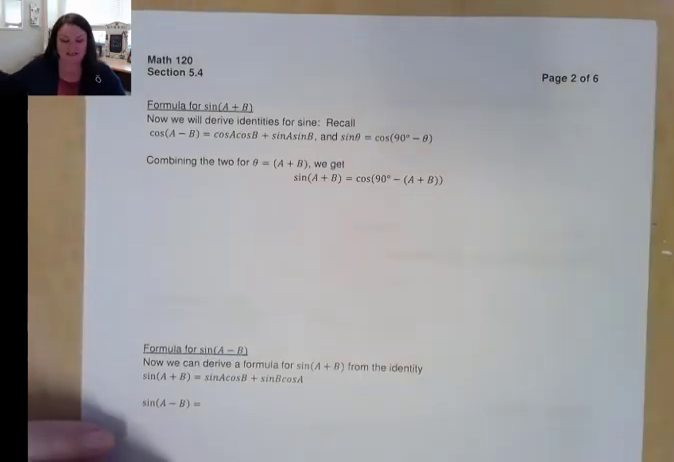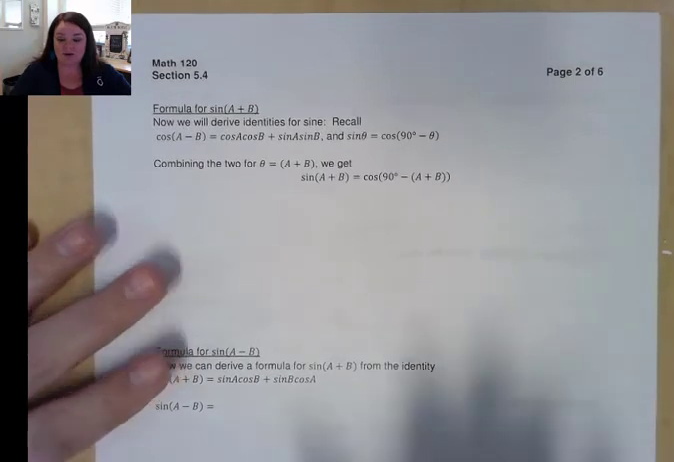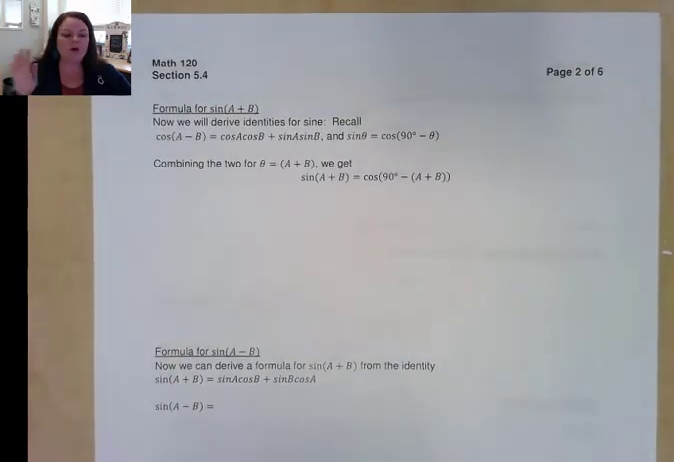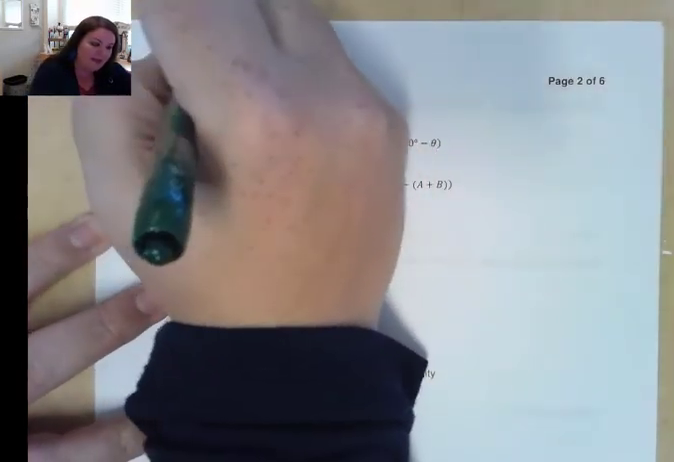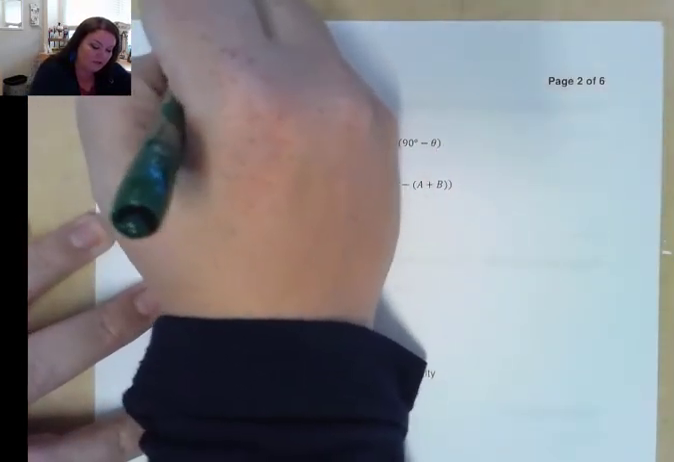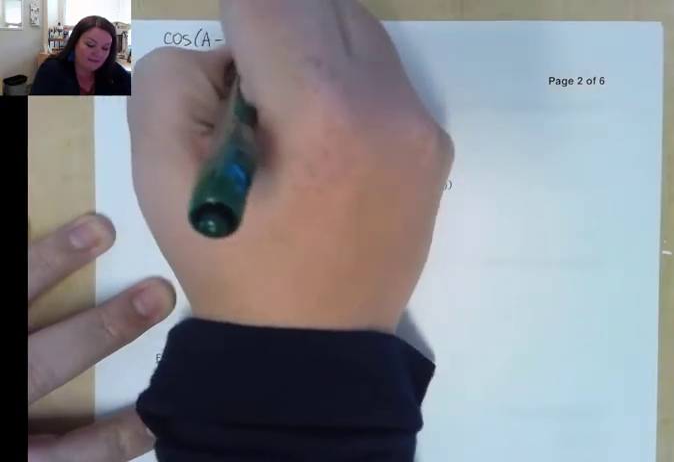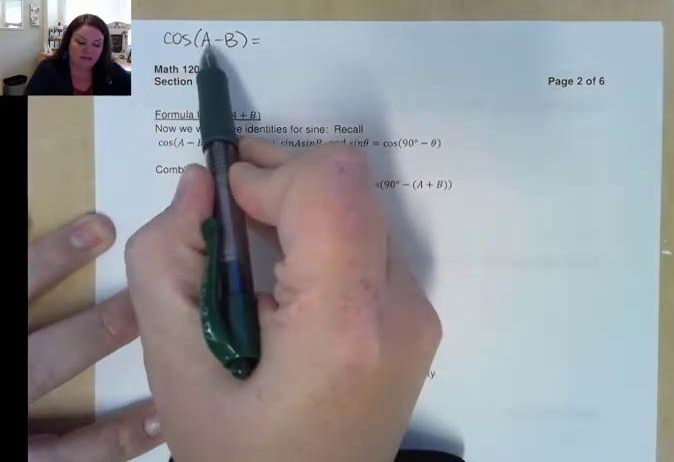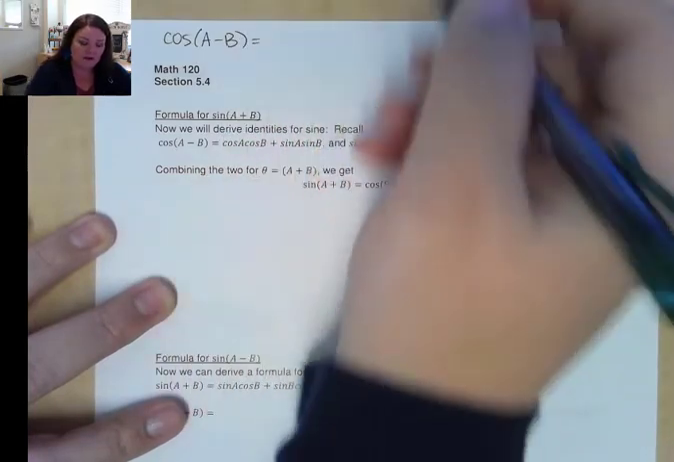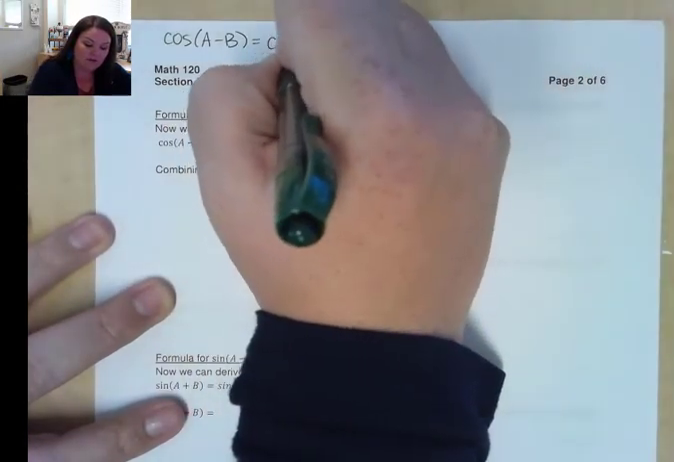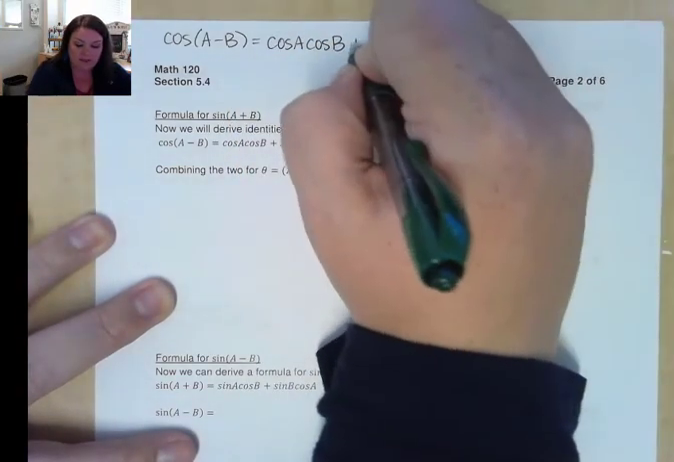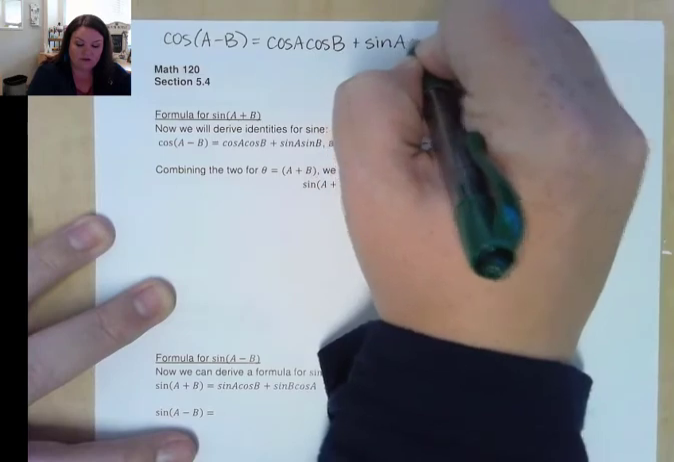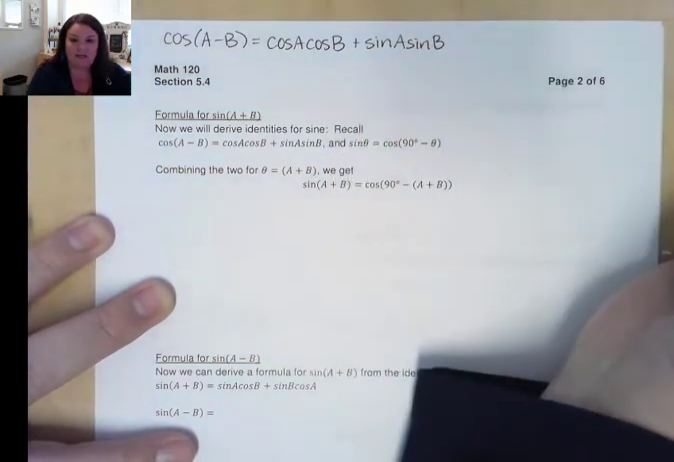All right, so now that we're refreshed on all our nice little identities, I want to quickly remind you of the two cosine formulas that we came up with. Last time we came up with a difference formula for cosine. If we have cosine of A minus B, this is our first angle and this is our second angle, it was cosine of the first angle times cosine of the second angle plus sine of the first angle times sine of the second angle, right?